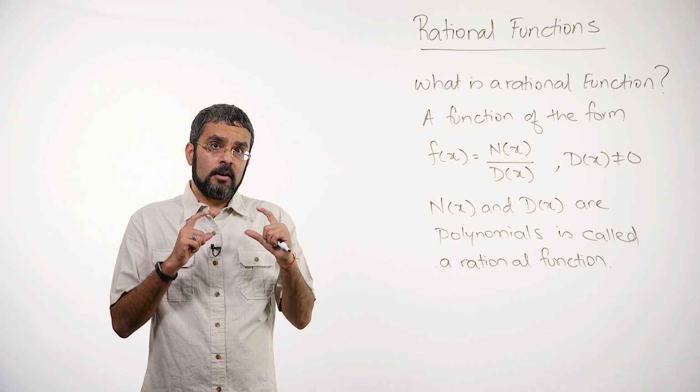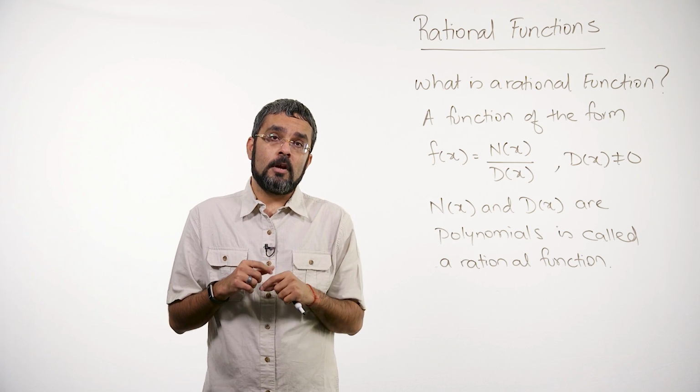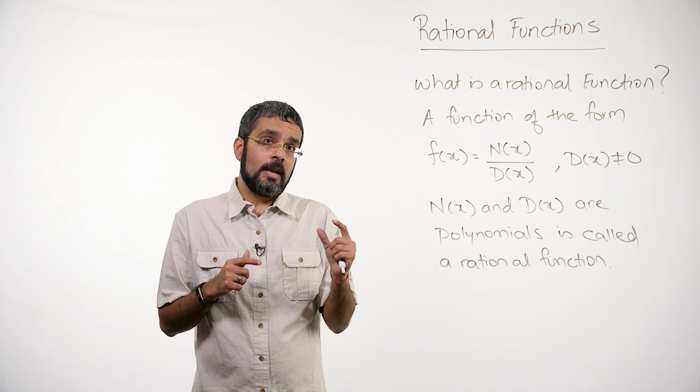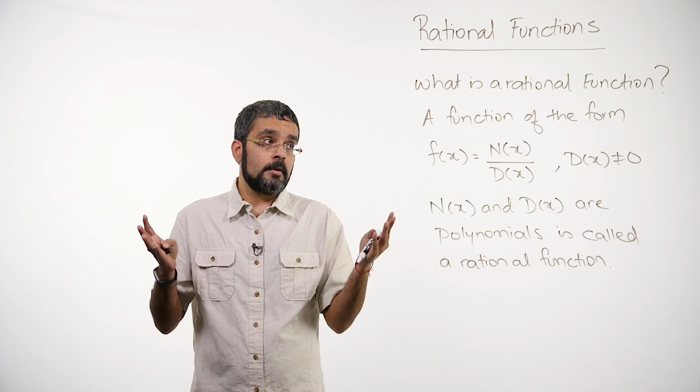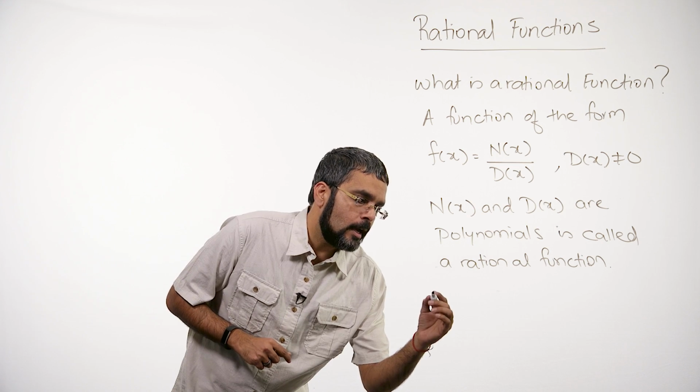Note that the denominator cannot be a zero polynomial. If it's a zero polynomial, then that function is not defined, right? So when we talk of rational functions, be careful about the domain of that function, because it cannot be all real numbers, depending on when the denominator becomes 0. All right. So what are some examples of rational functions?